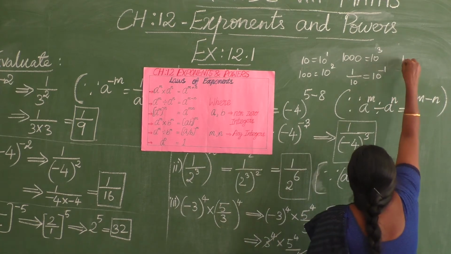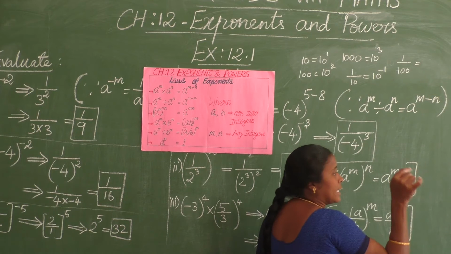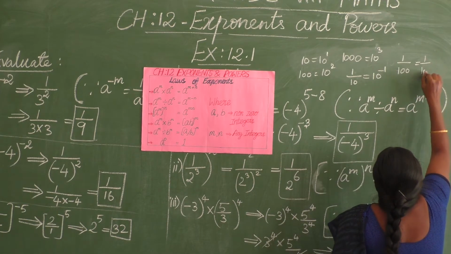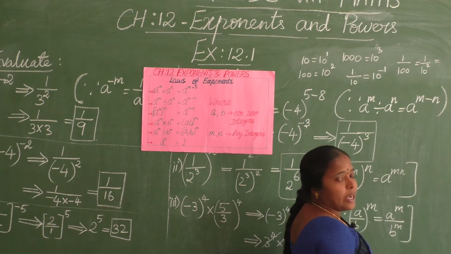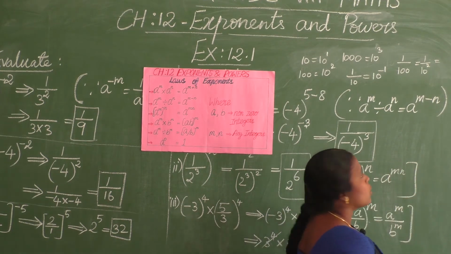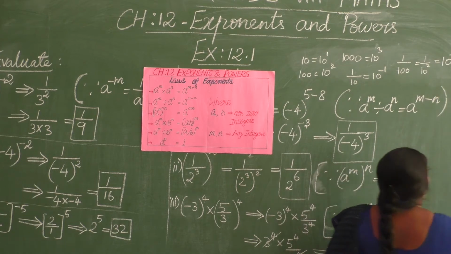See, 1 by 100. How do you write it? 1 by 10 square. The denominator has a positive power, and I want it in the numerator. So how can I write it? 10 power minus 2. Understood, children?